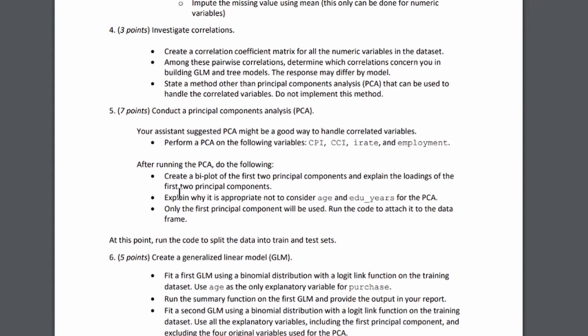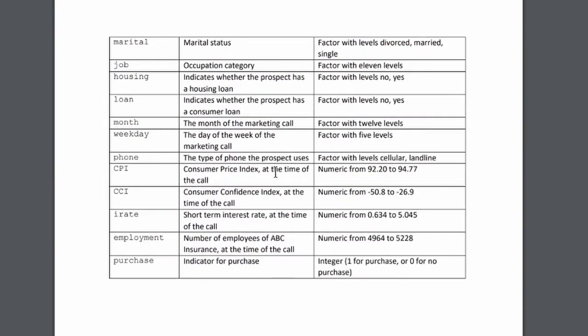Task 5. Conduct a principal component analysis. Your assistant suggested PCA might be a good way to handle correlated variables. Perform a PCA on the following variables: CPI, CCI, I rate, and employment. First of all, what are these variables? Let's look at the data dictionary. CPI is the Consumer Price Index. CCI is the Consumer Confidence Index.